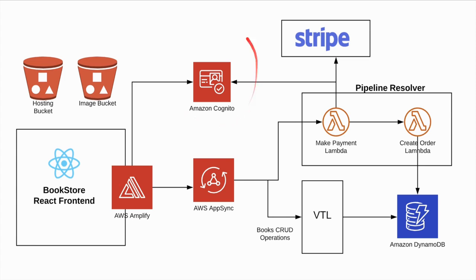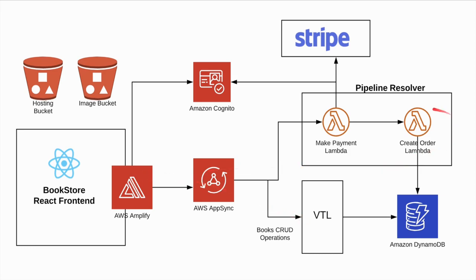And then we have Amazon Cognito as our main authentication provider. But in this application, we will also be using multi-auth functionality, where we use both Amazon Cognito as well as Identity and Access Management, or IAM, to allow guest users to connect to our backend and read the books.